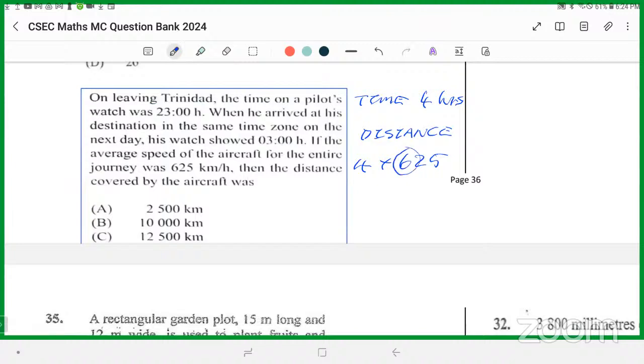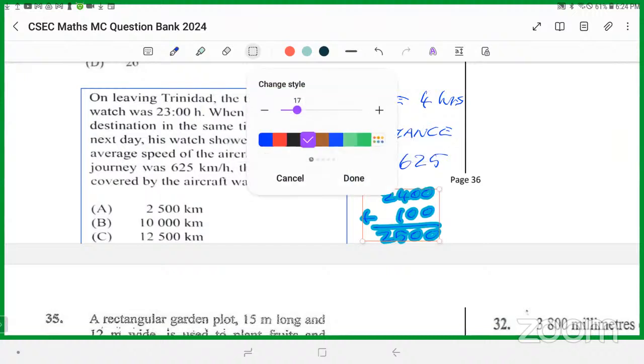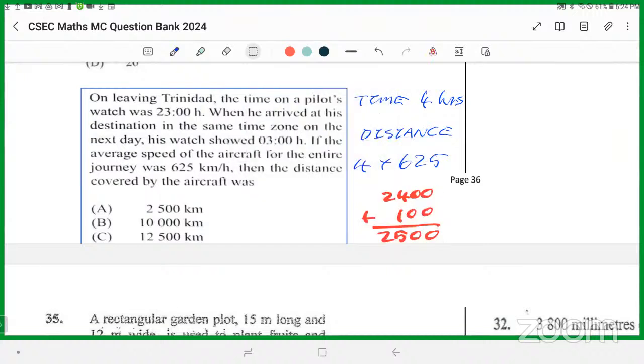Because the 4 times 600, let's break it up. 4 times 600 is 2400. Plus the 4 times 25 is 100. That's 2500 if we were to work it out step by step. Let's put this in red. The answer is this one. 2500. All right, that's it.